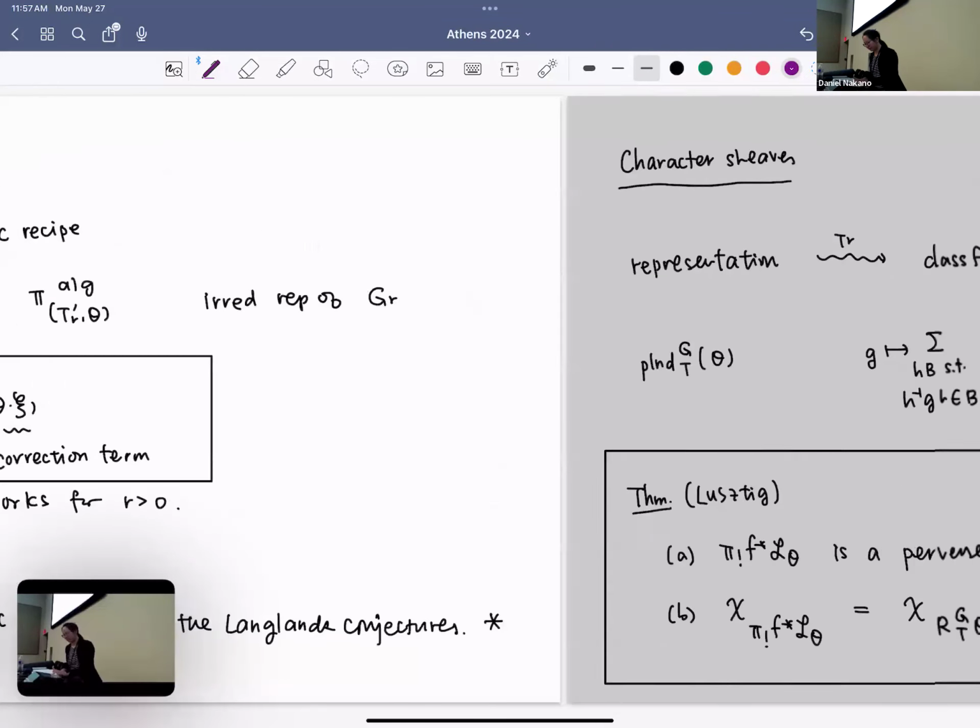Now, what does this have to do with character sheaves? Let me say something about this.